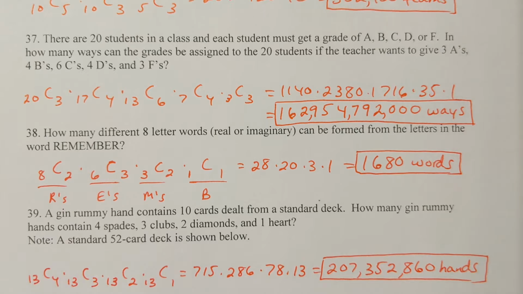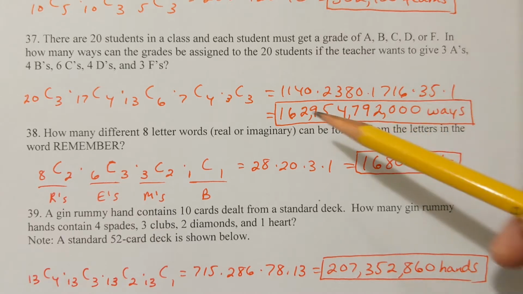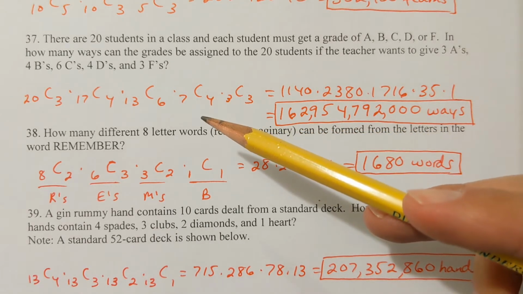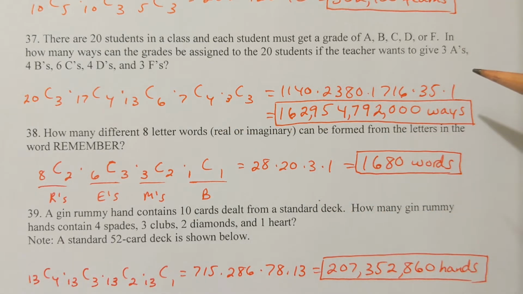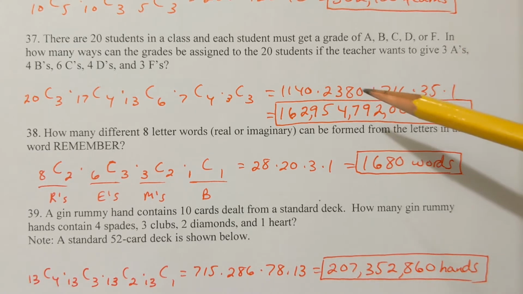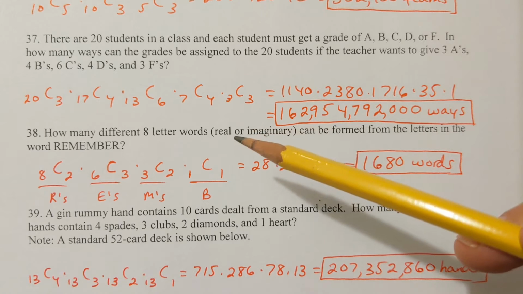Problem 37 says that there are 20 students in a class, and each student must get a letter grade of A, B, C, D, or F. In how many ways can the grades be assigned to the 20 students if the teacher wants to give 3 A's, 4 B's, 6 C's, 4 D's, and 3 F's? Okay, so no matter what happens throughout the semester, this is already what the teacher wants to decide. Isn't that a fair system?